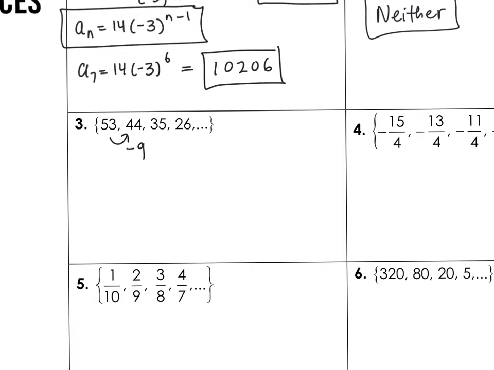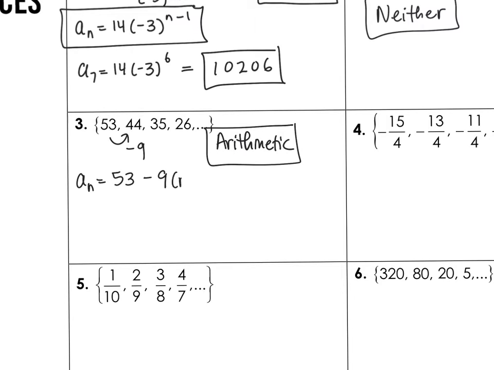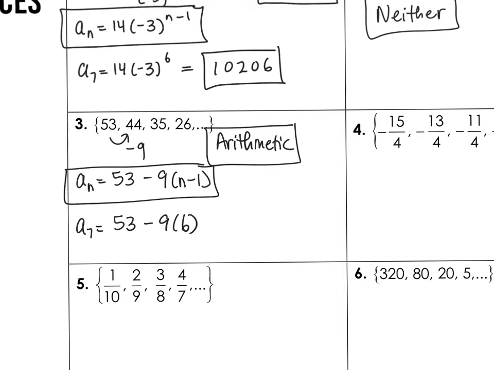Okay, and number 3, notice here, what are they doing? -9 each time, right? Yes, so that means that's arithmetic. So that formula, if you remember from the last test, it's first term, and we have to subtract 9, n minus 1 times. And you can just leave it just like that. Then the seventh term would be the first term minus 9 six times. And if you plug all that in your calculator, you should get -1.